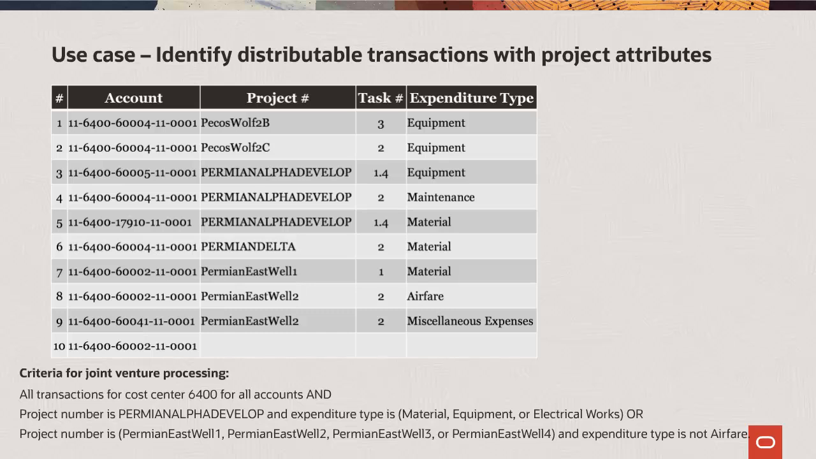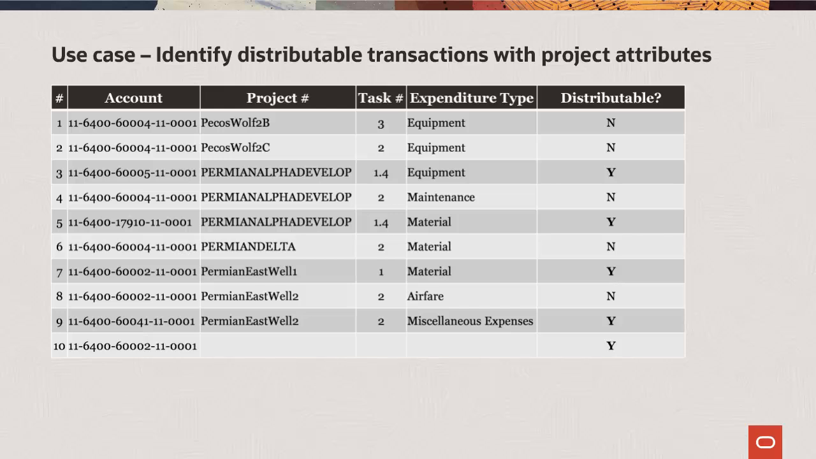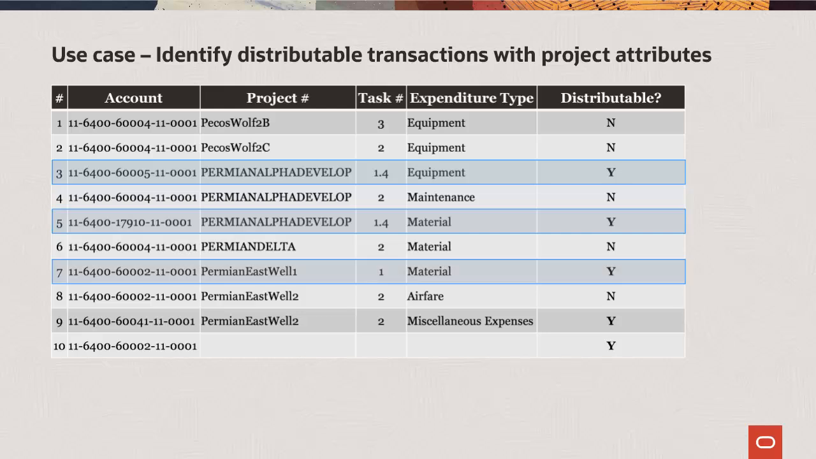According to the joint operating agreement, all transactions for cost center 6400 are billable to the stakeholders. Additionally, when the transaction is associated with a project, only transactions associated with the project Permian Alpha Develop and expenditure types material, equipment, and electrical works, and in the projects Permian East Well 1, Permian East Well 2, Permian East Well 3, and Permian East Well 4 for all expenditure types other than airfare are billable to the stakeholders. Based on the criteria for joint venture processing, transactions 3, 5, 7, 9, and 10 are distributable to the joint venture stakeholders.